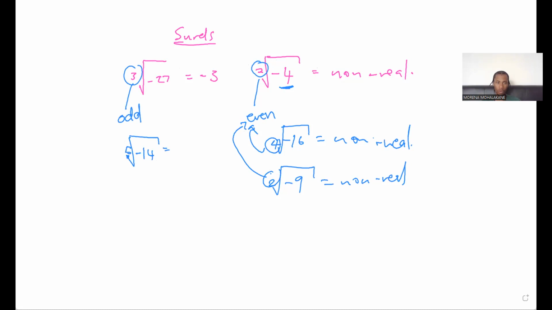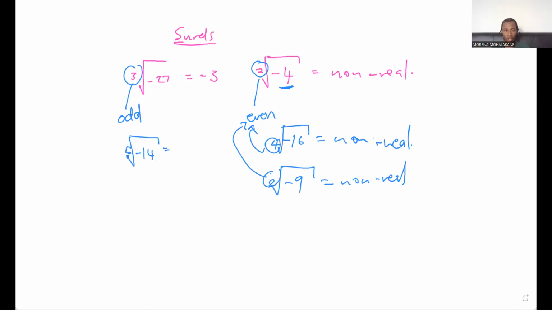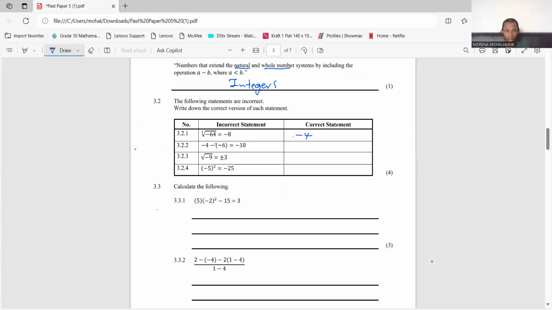And now, going back to our equation. Here, you say this is -10. I know that negative times negative is a positive. So I'm going to have -4 plus 6, which is going to give me 2. Then here, this is what I was talking about: the square root of -9 is non-real. Here, the square root of -25.